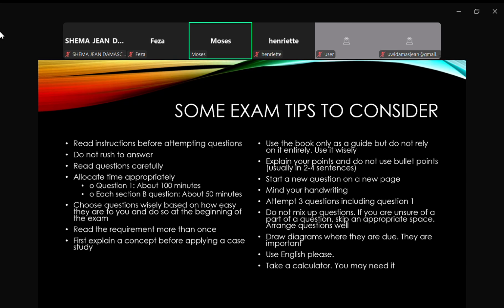Needless to say, be mindful of your handwriting. Poor handwriting usually results in poor marks. If the marker cannot read what you've written, they will not give you good marks.